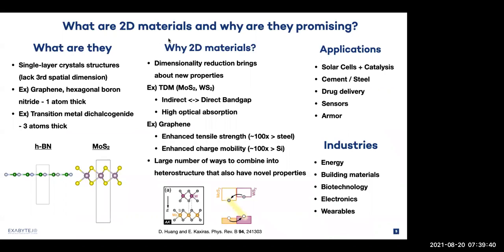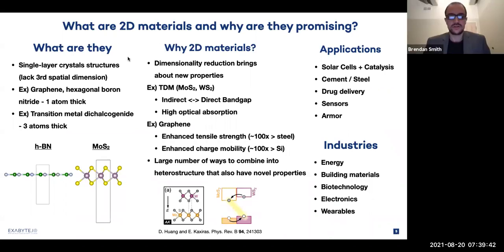Oh, no problem. So what are 2D materials and why are they promising? I'll just skip to this slide. 2D materials are basically single layer crystal structures that lack a third spatial dimension. As we know, crystals have 3 dimensions. And if you take away one of those spatial dimensions, you're going to essentially get a 2D material. Now, I think the most famous 2D material is graphene. This is in the category that's 1 atom thick. Also in this category is hexagonal boron nitride.